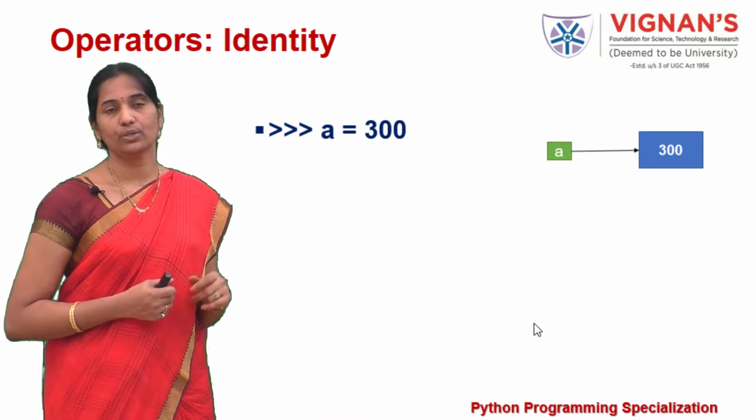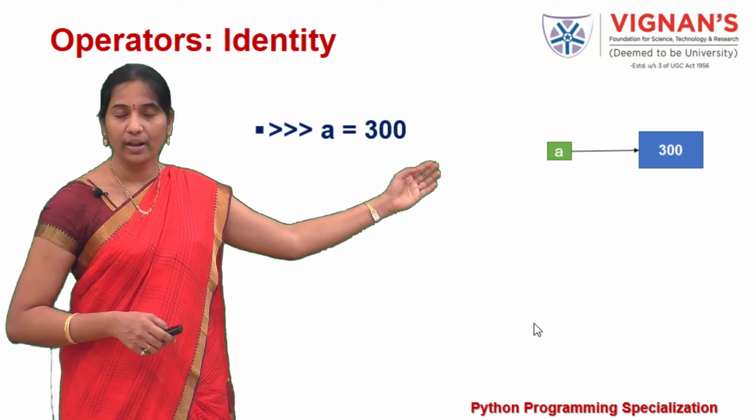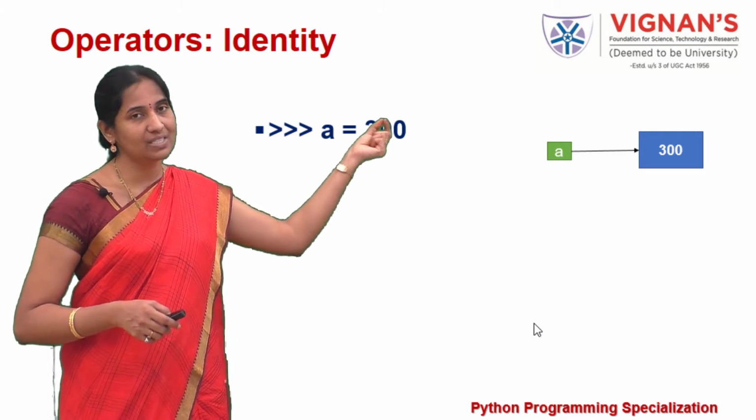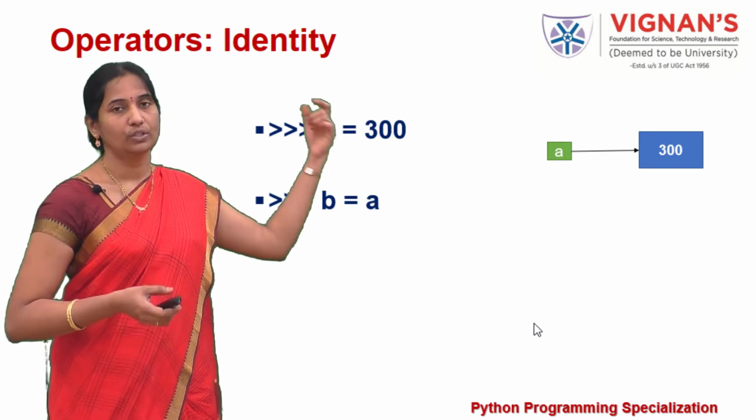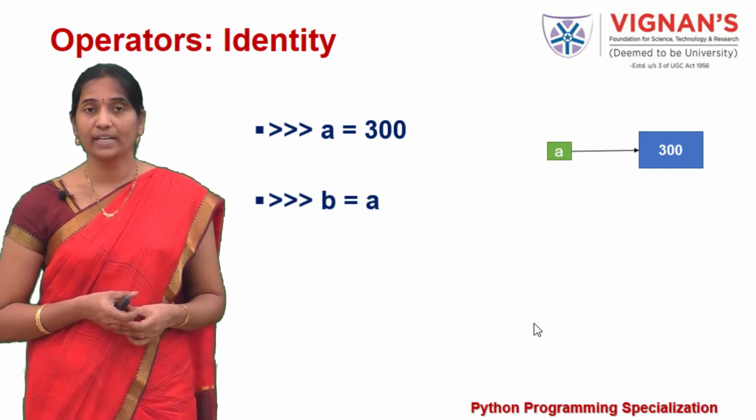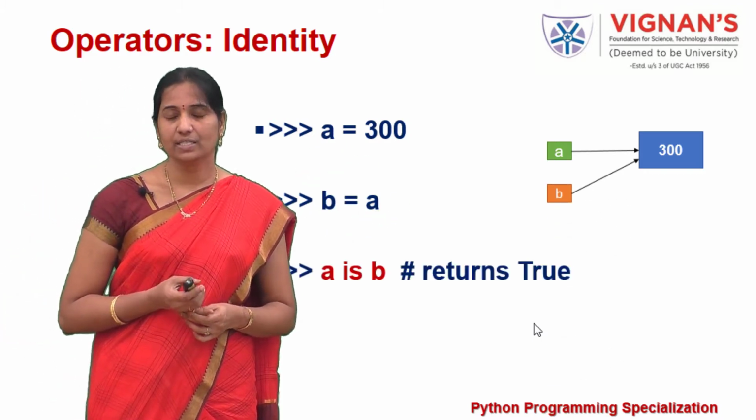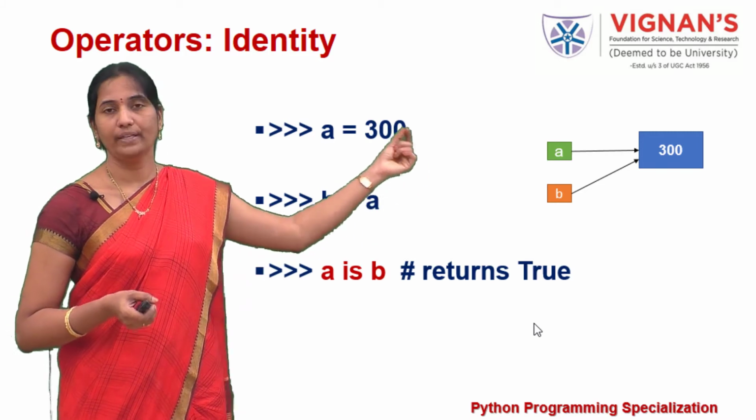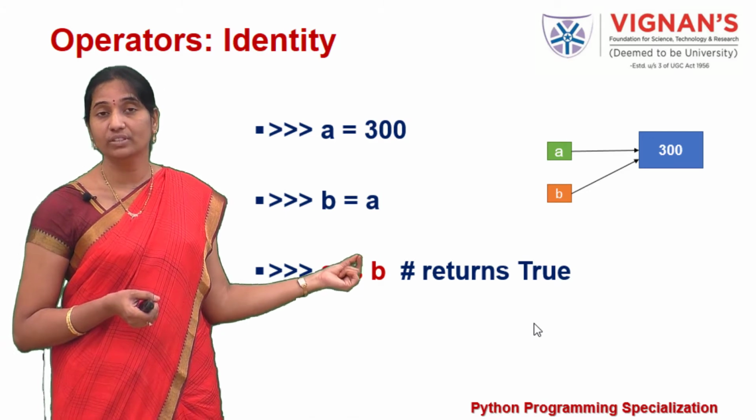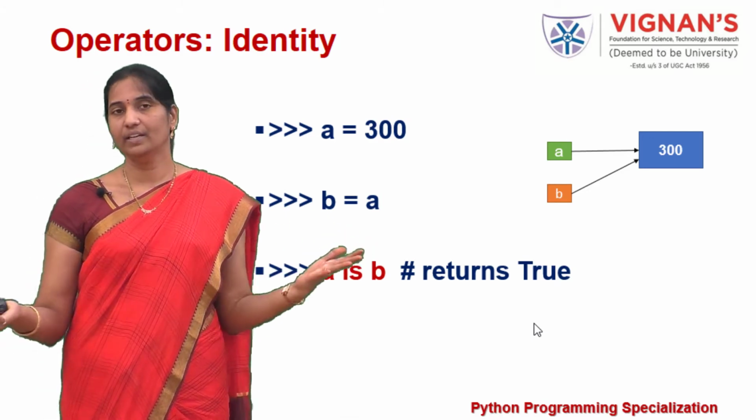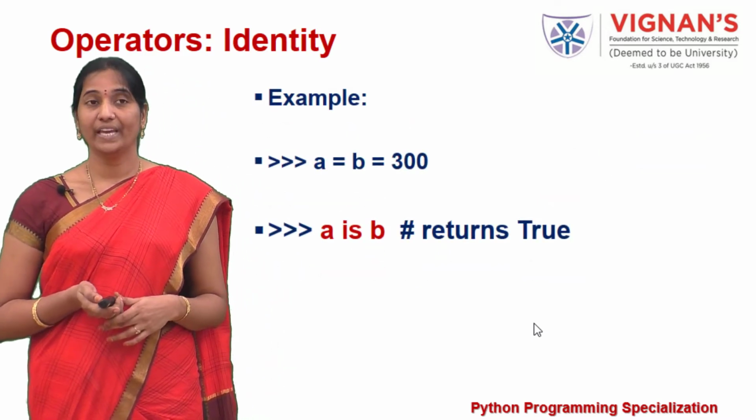By an assignment operation, it means that you are creating an object in the memory location and then you are giving a name A to this object, right? And now I am going to assign this A to the variable B. In that case, you are giving another name to the object 300. Because A and B are pointed to the same object 300, when I use the is operator to check the identity of these two objects, A is B, obviously it returns true as they are pointing to the same object.